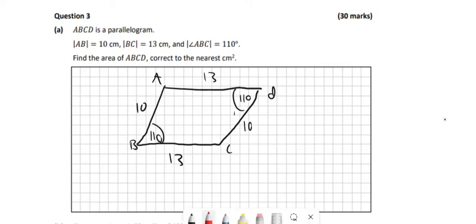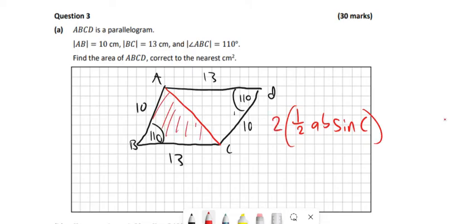What we need to see here then is that if you cut it in half, it just makes it into two triangles. And we have a few formulas for area of a triangle. The one we're going to use is a half AB sine C. That works when you've got two sides and an angle in between in a triangle. Now we're going to end up multiplying that by 2 altogether because there's two of them, because that only finds the area of this one, but if you multiply by 2 it finds the area of the whole thing.